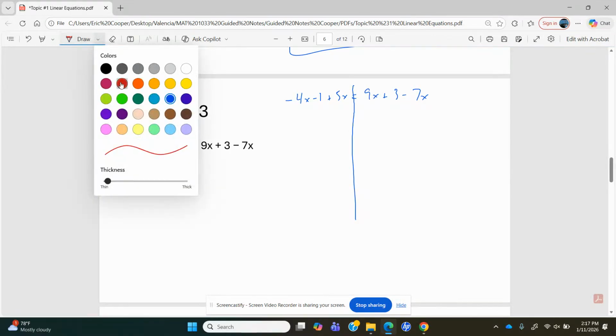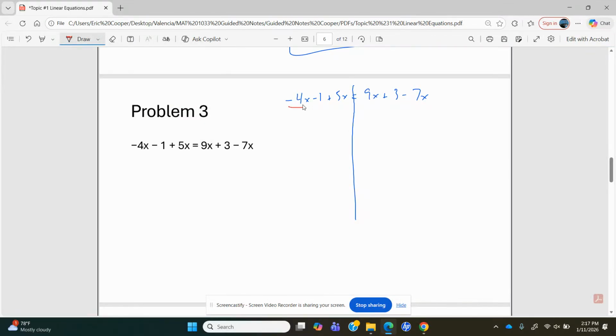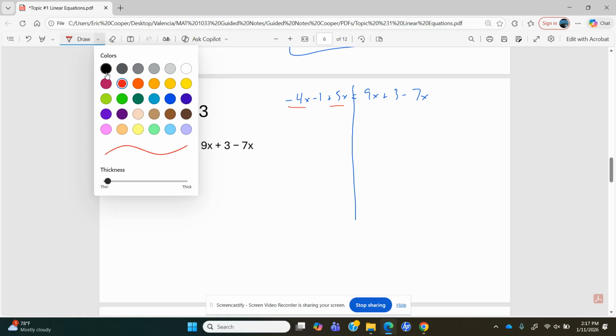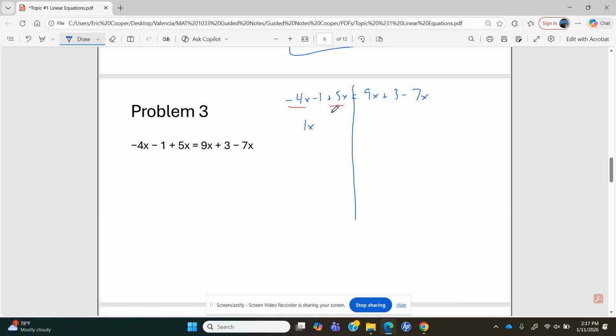On the left side, we have two like terms. We've got the negative 4x and the 5x. Those will combine. We won't use opposite operations. We'll just combine them as is. Negative 4 plus 5 will give me 1x. This negative 1 doesn't combine with anything, so we're going to go through and drop it down.